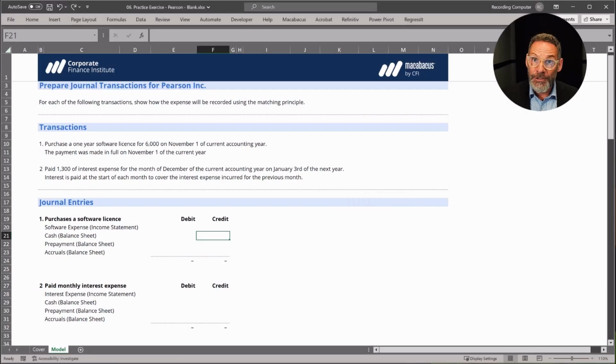Now let's record some transactions where we have to use the accounting matching principle. I have two transactions that I've created for us to work through for a company that I've called Pearson Inc. Let's look at those transactions and work through them together.